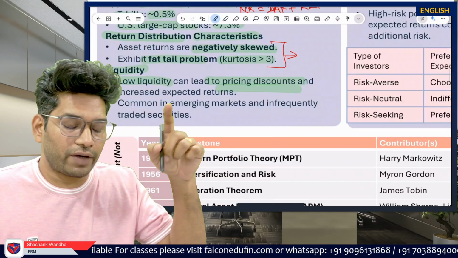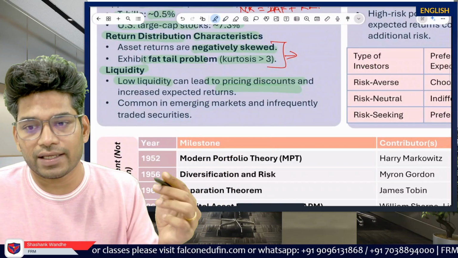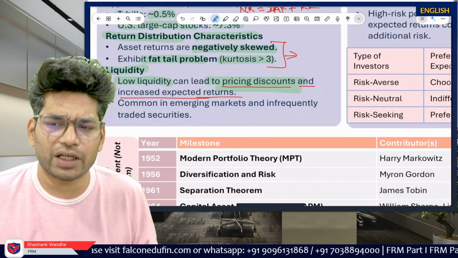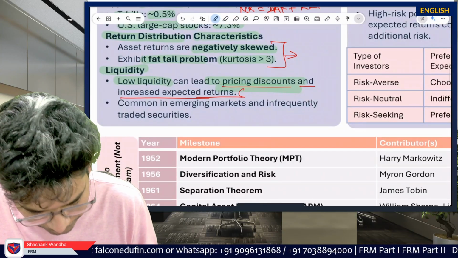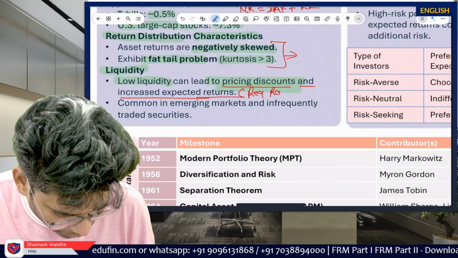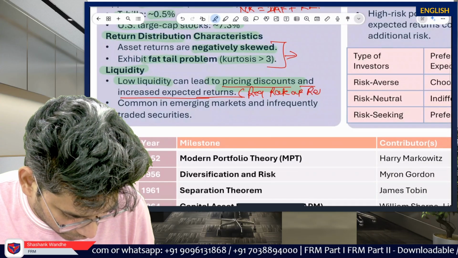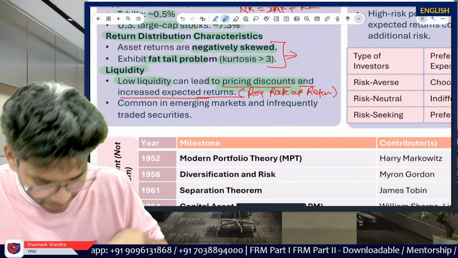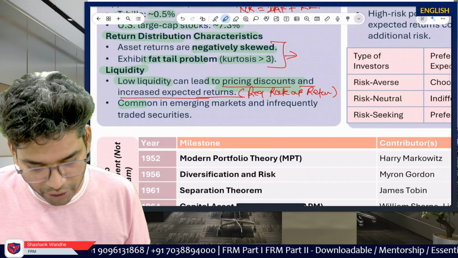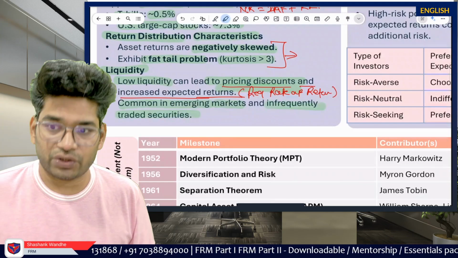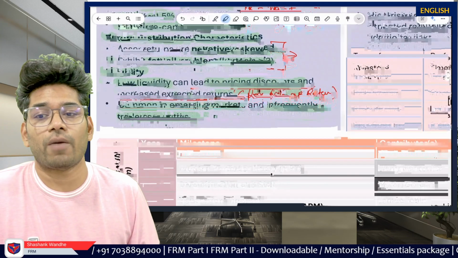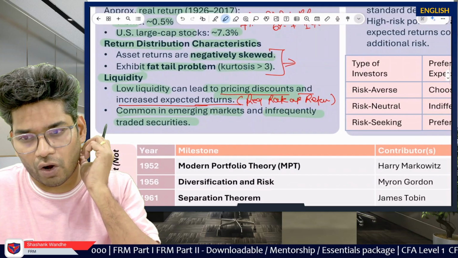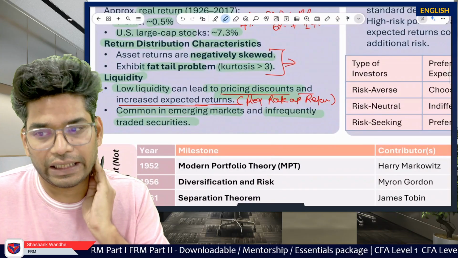Because your required rate of return increases, ultimately it will impact the prices. That's why the words are pricing discounts and increased expected returns or required rate of return. Okay, remember. Here, required rate of return and expected return are interchangeable words in this particular context. These observations are common in emerging markets and infrequently traded securities.